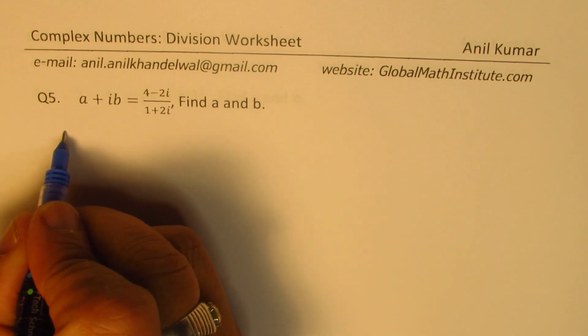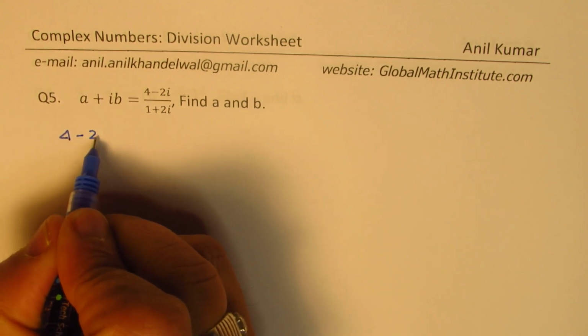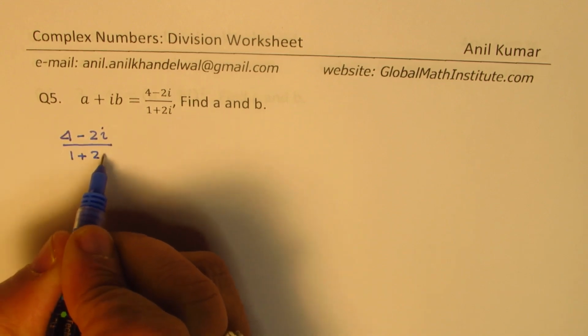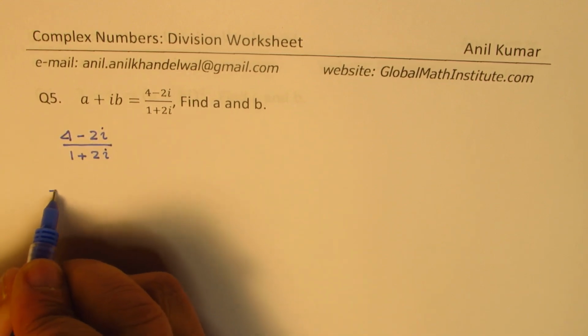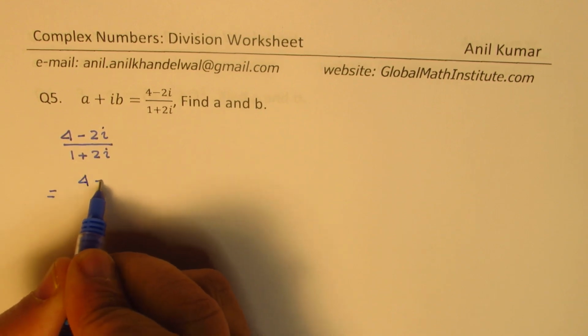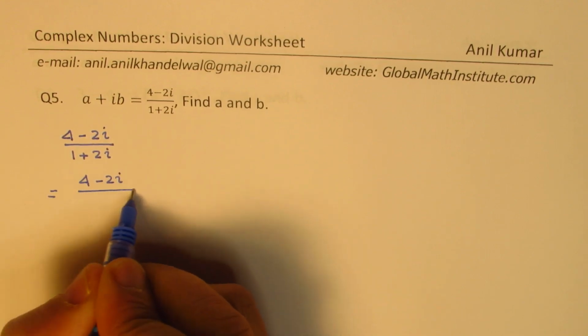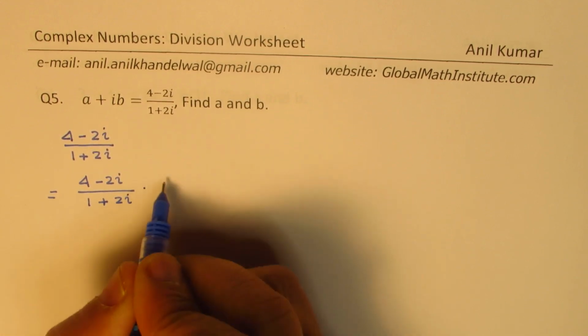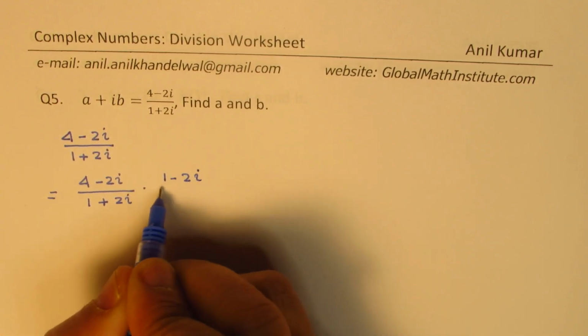On the right hand side, we are given 4 minus 2i over 1 plus 2i. Now we will realize this, that is, we'll multiply and divide by the conjugate of the denominator, which is 1 plus 2i, conjugate is 1 minus 2i, correct?